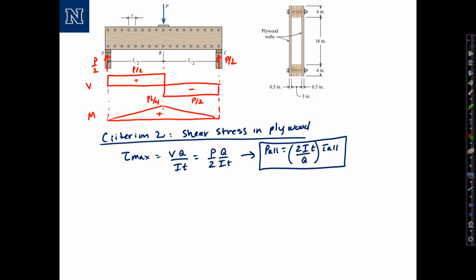Another important thing to recognize here is what area we need to use to calculate Q. Remember, the max shear in the plywood webs will occur at the neutral axis. So if we sketch our section just real roughly, we want shear at this location right here at the neutral axis, so we want to consider the entire area above when we're evaluating Q. And that's going to be very distinct from what we do in the next criterion.